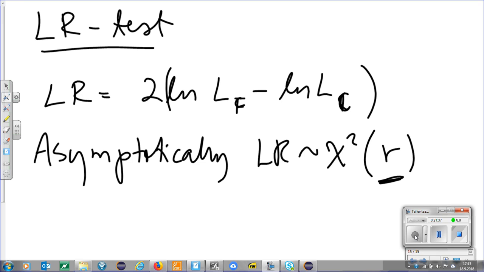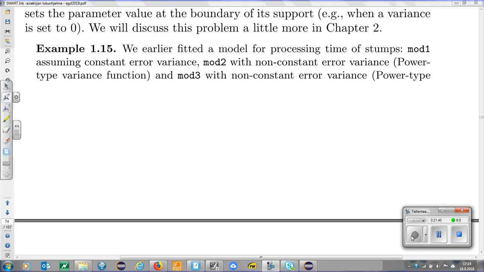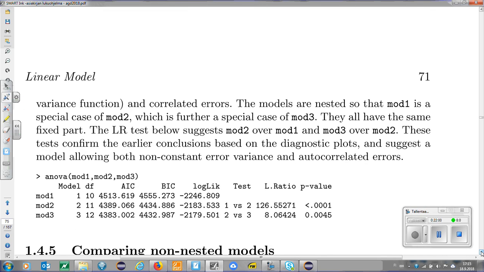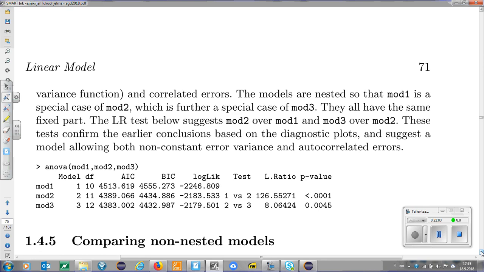And let us look at the example. So we earlier fitted a model for processing time of stumps. So mod 1 was the OLS model, mod 2 included non-constant error variance but no autocorrelation, and mod 3 included also autocorrelation. If we want to check whether these models are really different, we have a very nice tool in R. We can have this kind of several-argument form of the ANOVA, and now this ANOVA function is doing the likelihood ratio tests for the three models, and it's automatically noticing which one of them is a special case of the others.